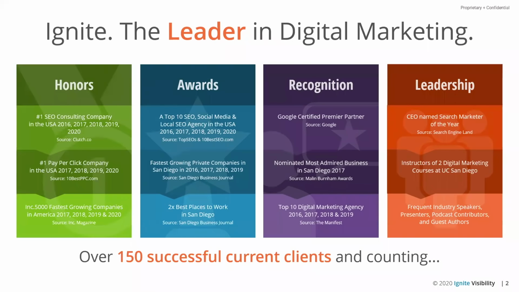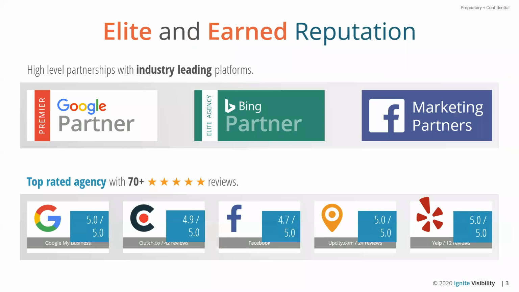First thing, if you don't know about Ignite Visibility, just briefly, about 150 clients, 90 full-time employees. We have won quite a few awards in the industry, and we absolutely love digital marketing. We are a company entirely built on hitting digital marketing goals with cross-channel digital marketing. And you can see a couple of our awards there. Also, we have a great reputation with Google, with Bing, with Facebook. We are premium partners across the board, and some pretty darn good reviews online.